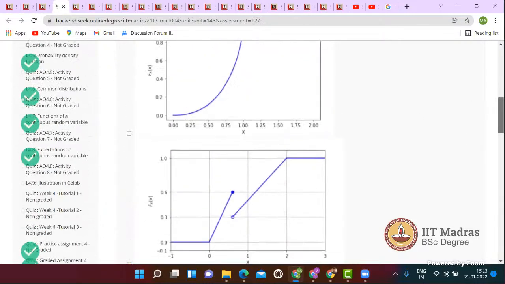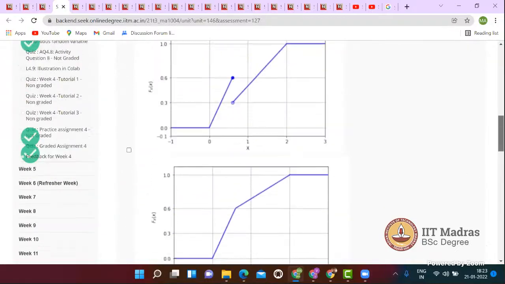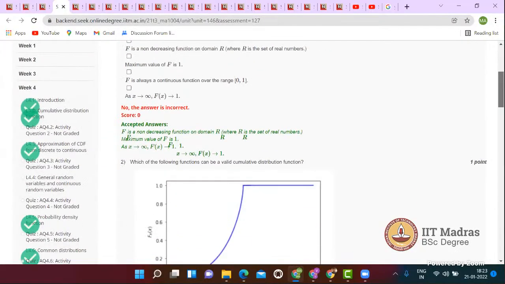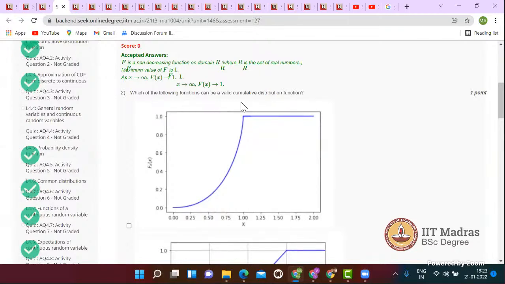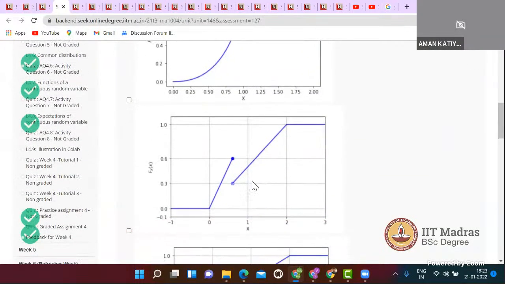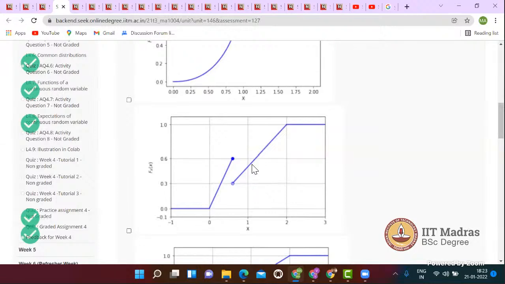So 4.3, do you have any problem? There are only, I guess, two questions. So in second question, does anybody have problem? No, sir. Can somebody tell me? Sir, can you repeat the question? I could not hear properly. Yeah, can somebody tell me why second is not correct CDF?